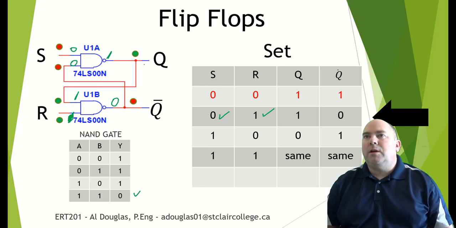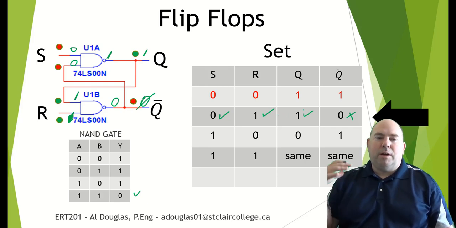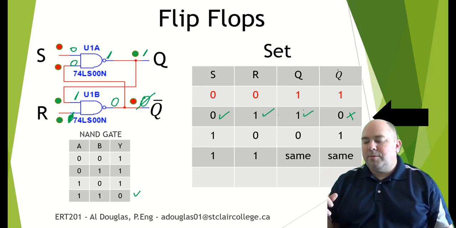So this is how we get our Q and our Q bar here. So this ends up in this state here with the 1 and the 0. Okay? So kind of follow that through, how that gets to us. That will create a set condition. Set meaning that we have the Q output is on, the Q bar output is off. We are now in our latched or our set condition.